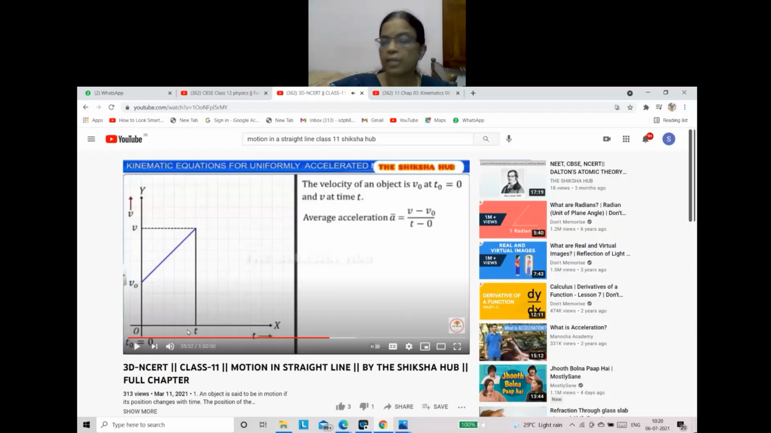At time t equal to 0, what is the velocity? Naja? Time t equal to 0, velocity is v0. Correct. Did I say v0 or 0? Time t equal to 0, what is the velocity of the body? Teacher, 0. Not 0. Look in the graph. Time t equal to 0, what is the velocity?